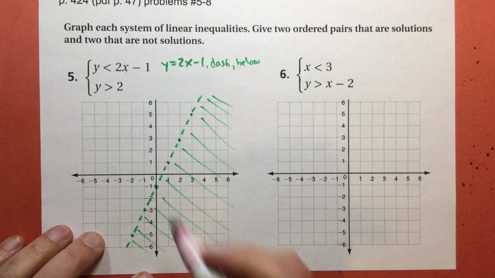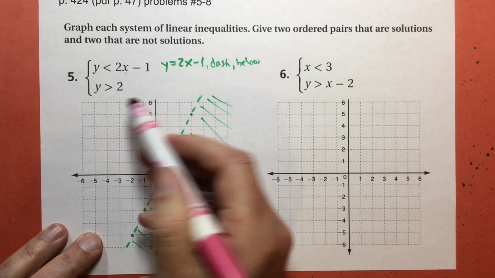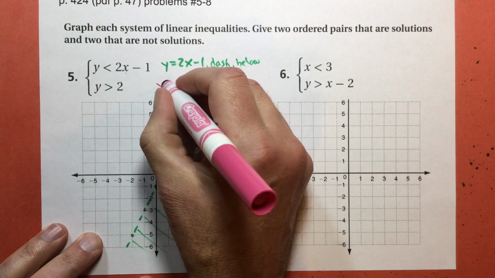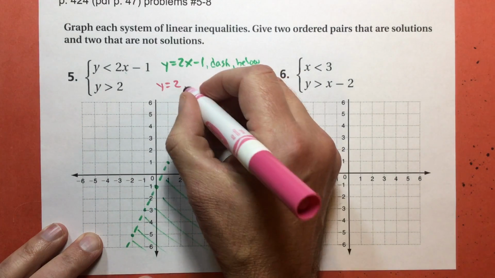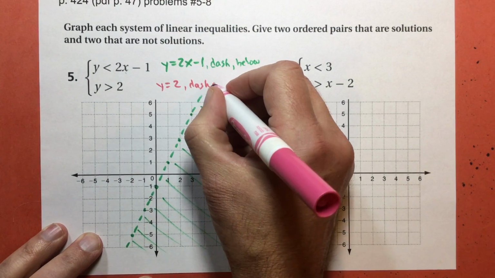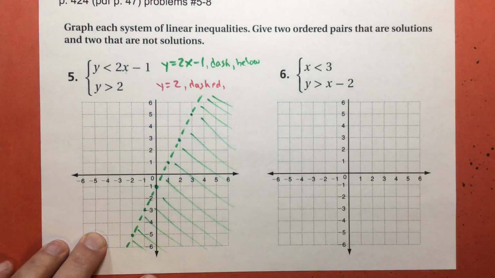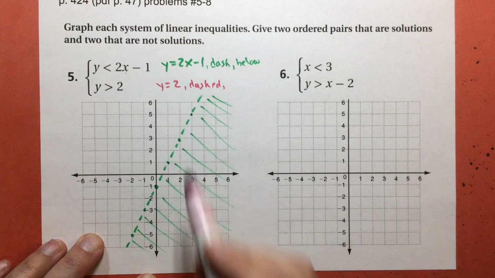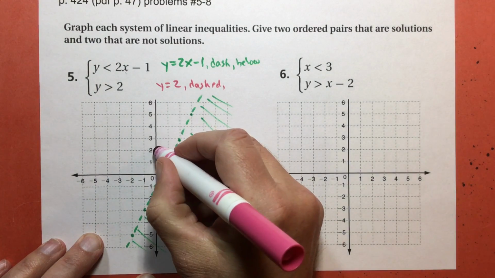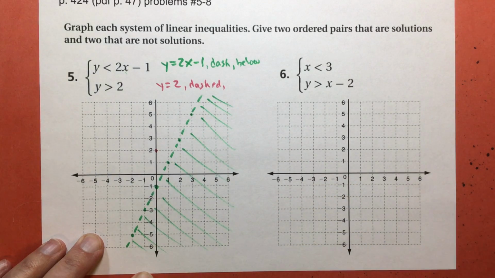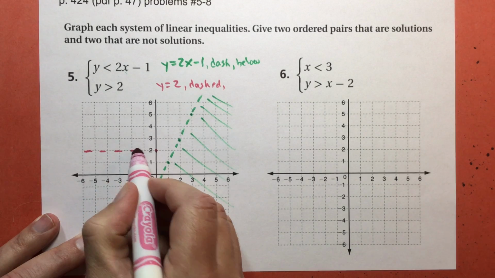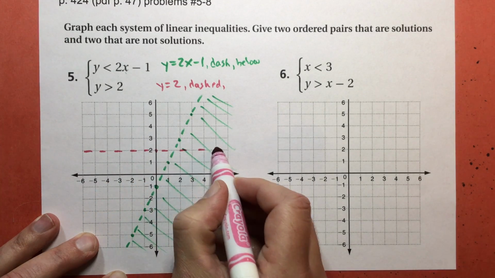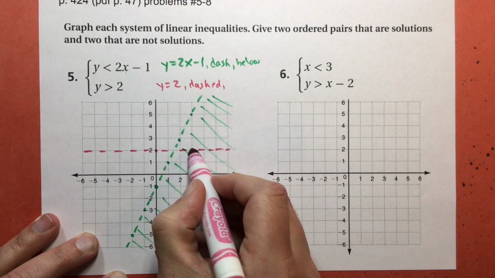For the other inequality, my boundary line is y equals 2. It is still going to be a dashed line. Now how do I draw y equals 2? That tells me that my y-intercept is 2, but my slope is 0. That's a horizontal line. Put some more dashes in there.